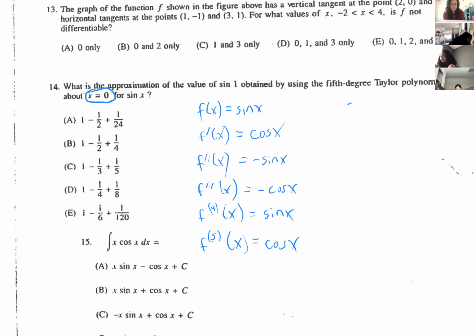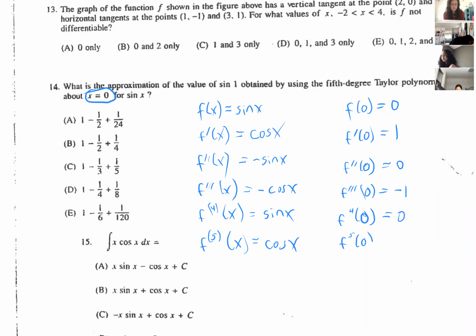So f of 0 is going to be 0. f prime of 0 is 1. f double prime of 0 is 0. f triple prime of 0 is going to be -1. And the fourth derivative at 0 is 0. And then the fifth derivative at 0 is 1.